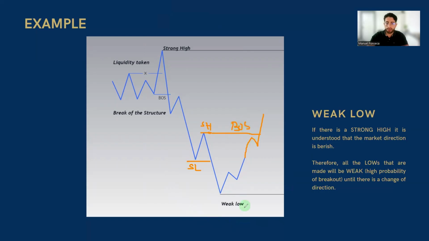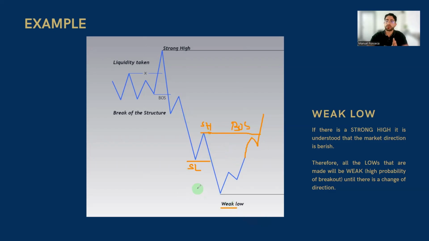However, this is a weak low. I just want to explain this, the weak low. Why? Because let's read the definition. If there is a strong high, which is this case, it is understood that the market direction is bearish. Therefore, all the lows that are made will be weak because they have high probability of breakout until there is a change of direction. Okay, change of direction, we're gonna see them later.